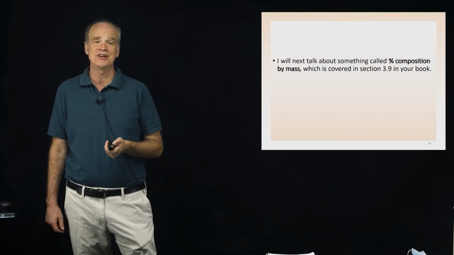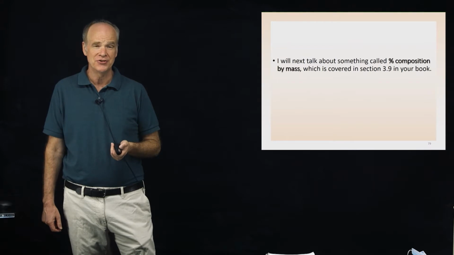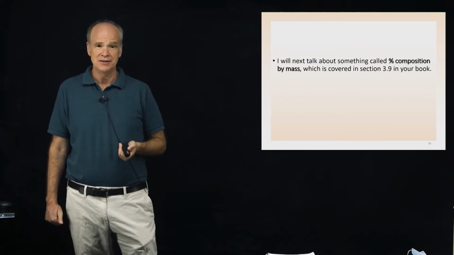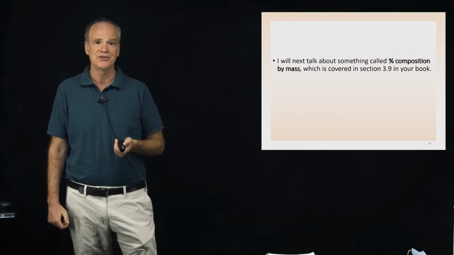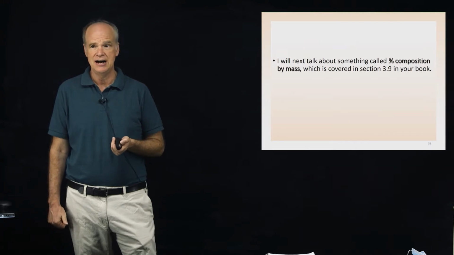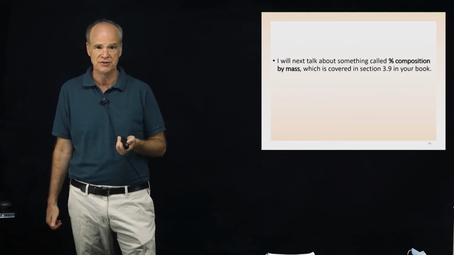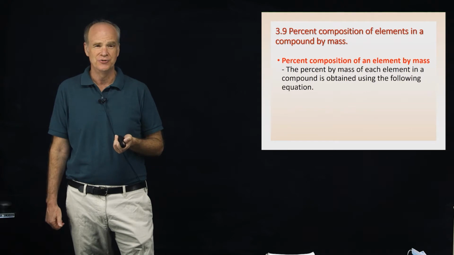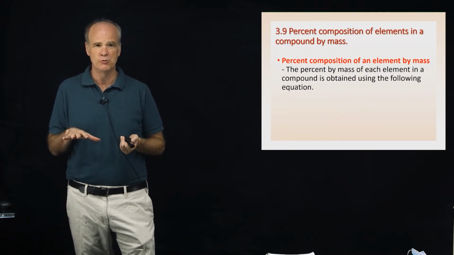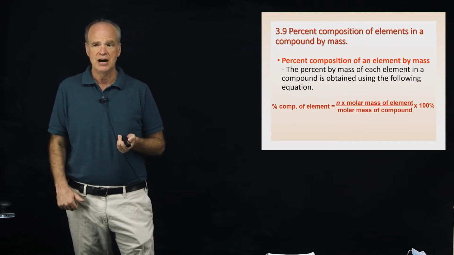And so what I'm going to be talking about now is determining something called the percent composition by mass of each element in a compound. This is covered in section 3.9 in your book. So there's really a very specific formula to use, and it's right here.